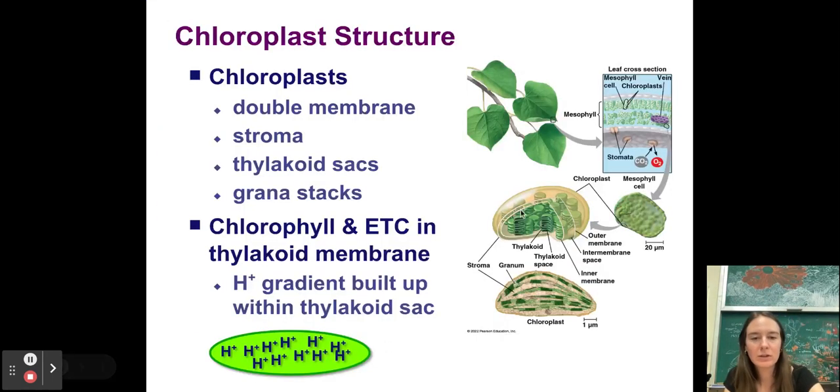So just like we saw here, inside this little thylakoid, we're going to build up a bunch of H pluses. And what do we know about increasing the concentration of hydrogen ions? Ooh, they're going to diffuse down the concentration gradient. So they're going to go from inside the thylakoid eventually out into the space outside called the stroma. The stroma is the space outside of the thylakoids.